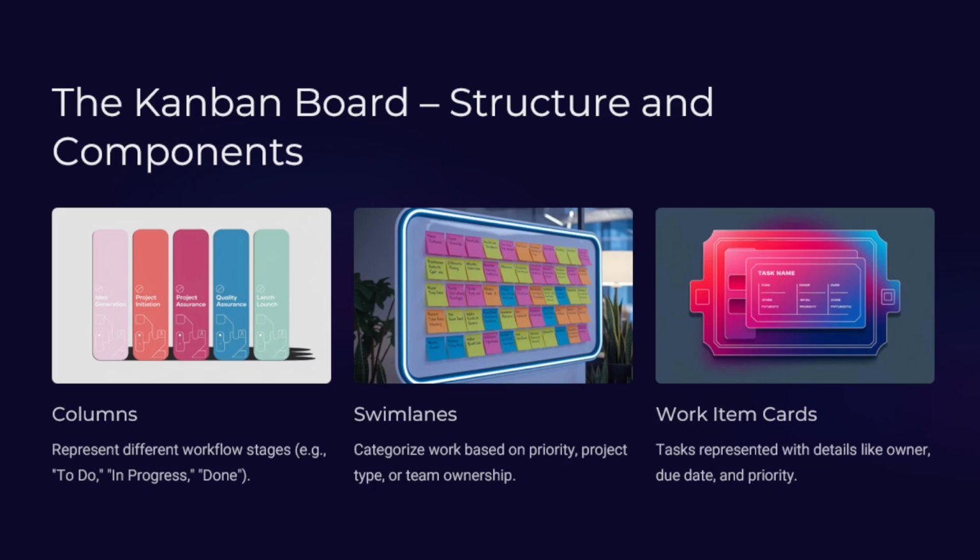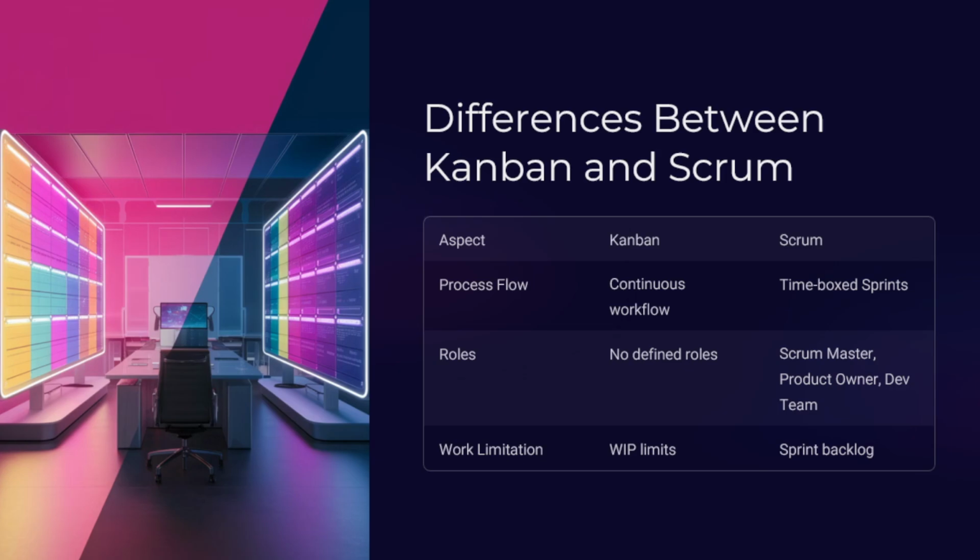The key differences between Kanban and Scrum: although both Kanban and Scrum support agile teams, they operate differently. So let's understand the key aspects of Kanban and Scrum. When it comes to process flow, Kanban has a continuous workflow, but Scrum has time-boxed sprints, two weeks, four weeks, depending on the sprint goal. When it comes to roles, Kanban has no defined roles, but Scrum has the Scrum Master, product owner, and the development team.